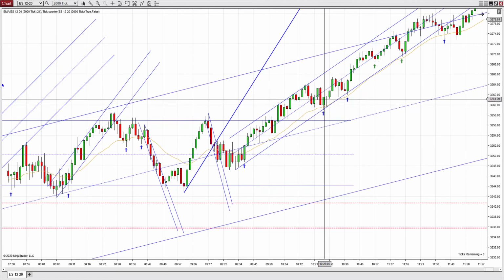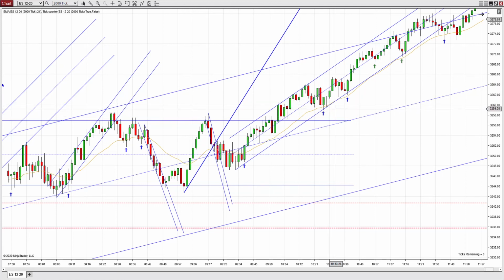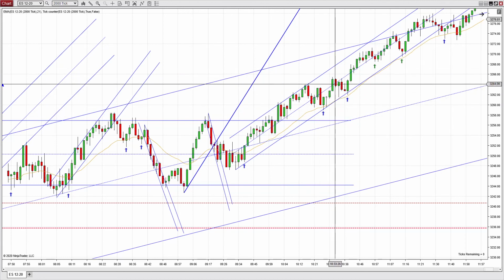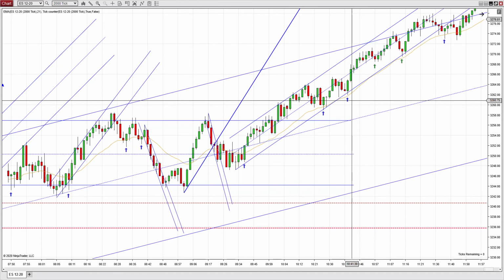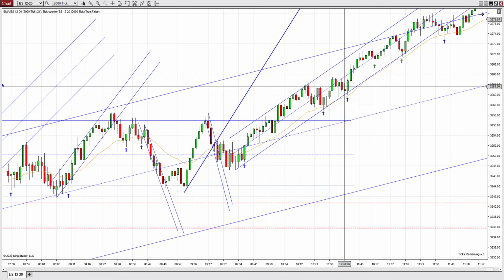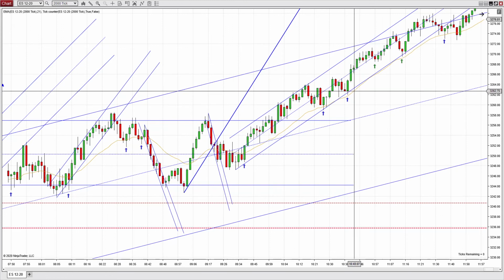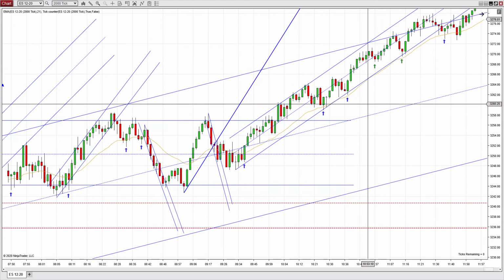Classic entry, second entry, strong signal bar, textbook. Take it. Make a new high, get another two legs back, and a second entry again at the trend line. This confirms the spike in channel trend line. Second entry, take that as well.